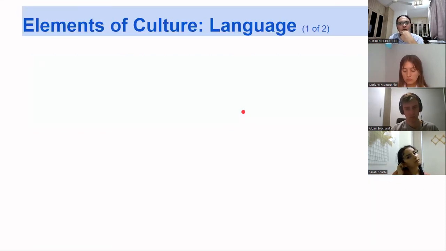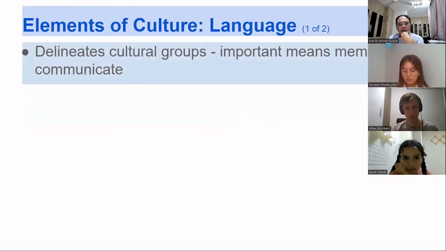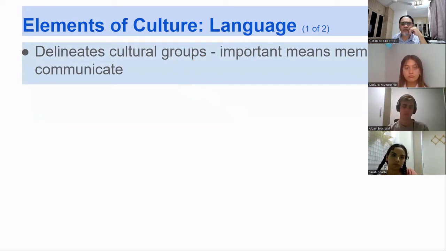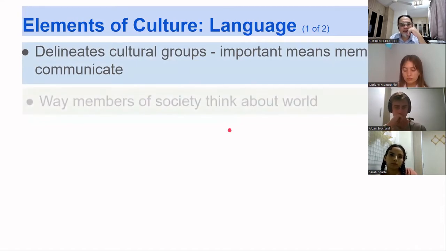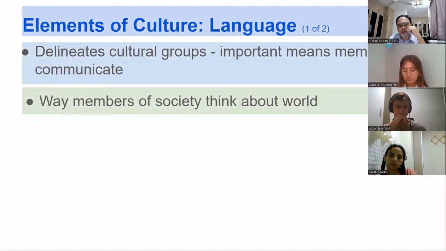Right, let's move on. Okay, language. Language is also an element of culture because it delineates cultural groups, and of course it's an important means for members to communicate. And language also becomes the way that you think about the world. What is the sentence structure for Japanese? Is it subject, object, verb, or verb, subject, object?